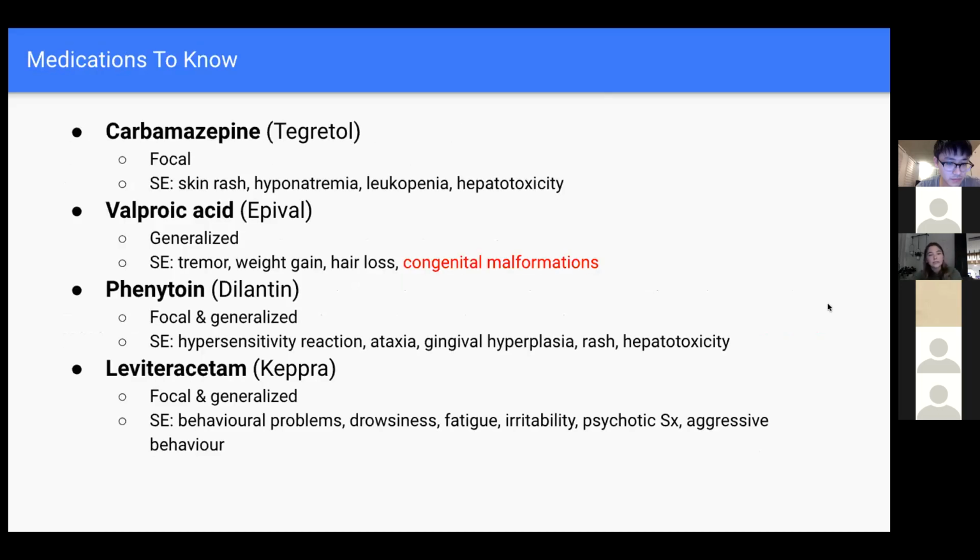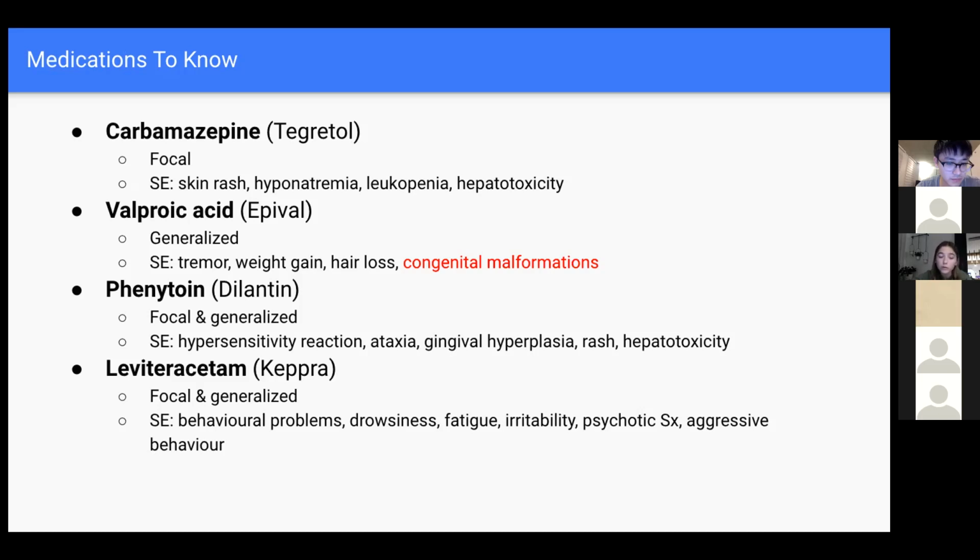And lastly, just some medications that you should know. There are 4, so we'll go through them quickly. Starting with carbamazepine, this is for treating focal seizures, and the side effects are things like skin rash, hyponatremia, leukopenia, and hepatotoxicity. Next, we have valproic acid, which is to treat generalized seizures. Some side effects are tremor, weight gain, hair loss, and importantly, congenital malformations. So you wouldn't want to start this medication in women who are pregnant or expecting.